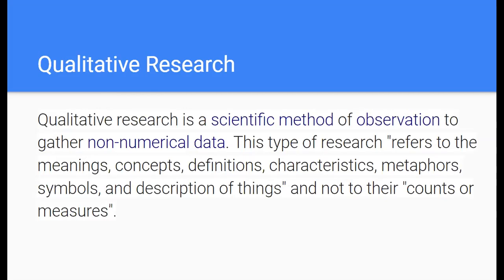Then quantitative research. So this is a scientific research method of observation to gather numerical data. This type of, okay, non-numerical data, sorry, because it's what? Qualitative. So this type of research refers to the meanings, concept, definition, characteristics, metaphors.